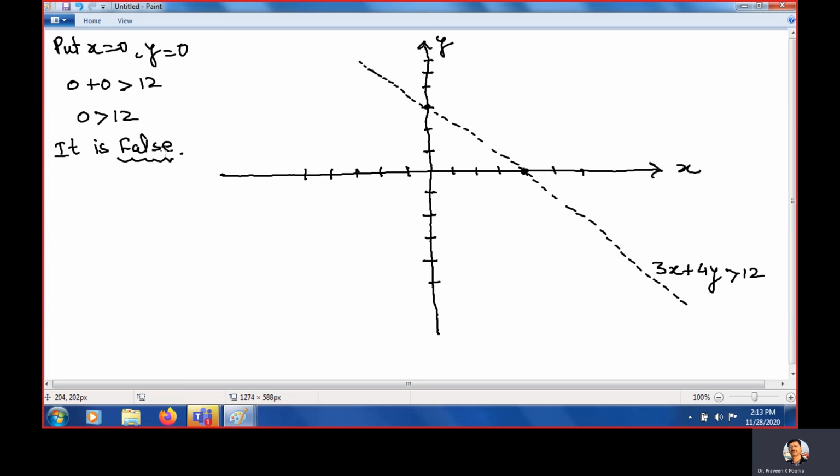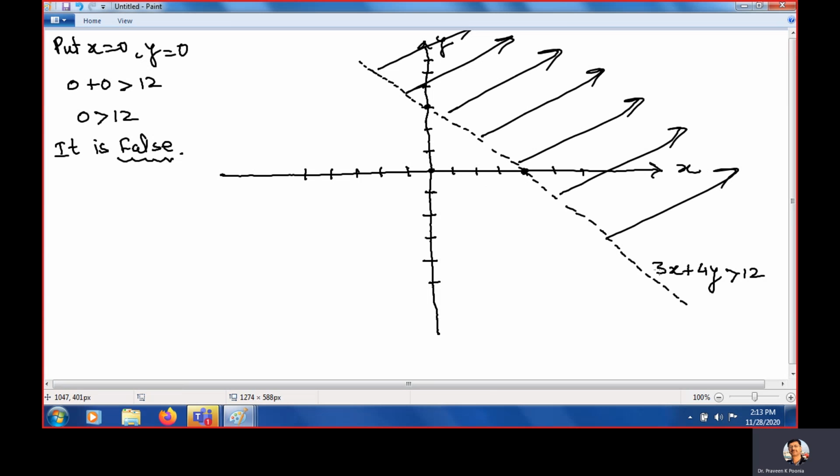And false means the other side of the origin will be the solution. This is the solution. We have taken this question almost the same as the previous question. No problem.